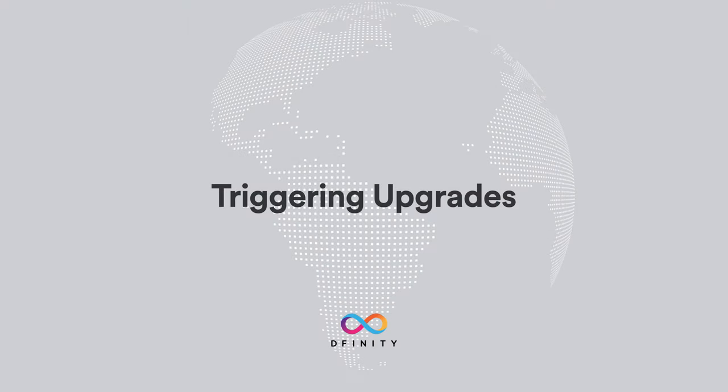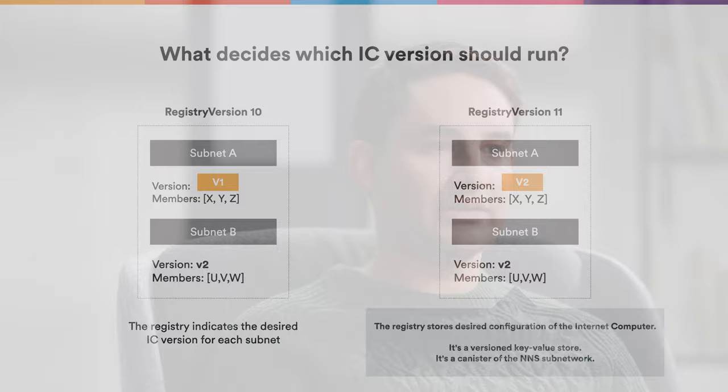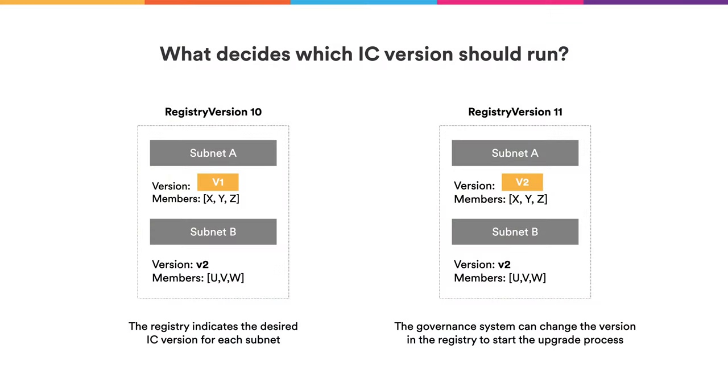Before diving into the technical details, I would first like to talk a little bit about how we trigger upgrades. In the Internet Computer, we have a component called the registry, which is implemented as a canister in the NNS subnetwork. And essentially, it stores all configuration information for the Internet Computer. It's essentially a versioned key value store, so each mutation in the registry shows up as a new version in the registry. We are upgrading on a per subnet basis, and each subnetwork has a record in the registry that indicates who the members of the subnetwork are and what version it's supposed to be running.